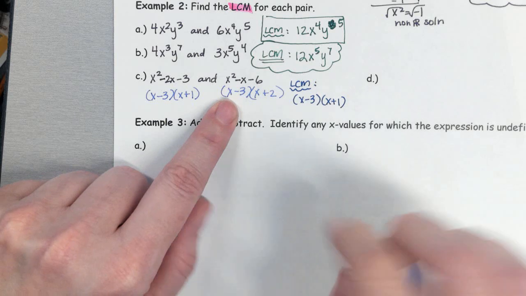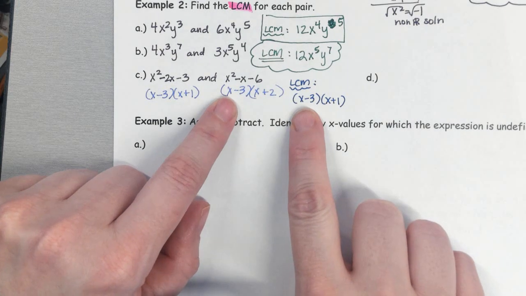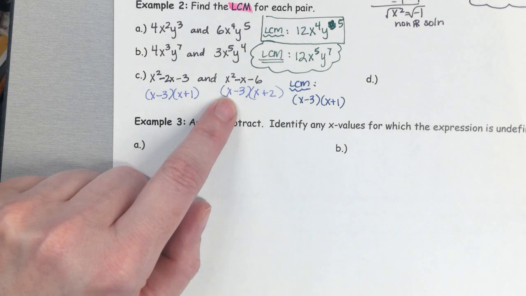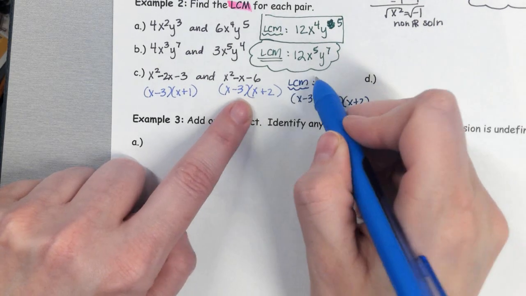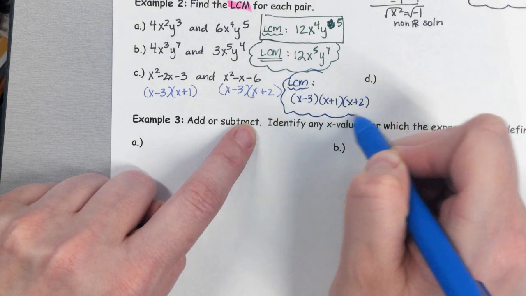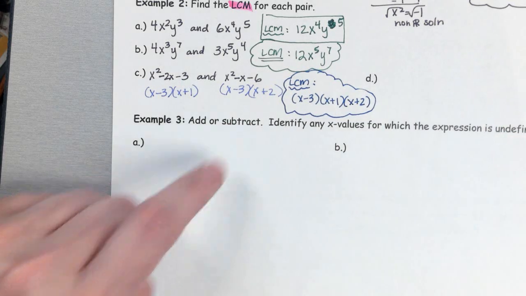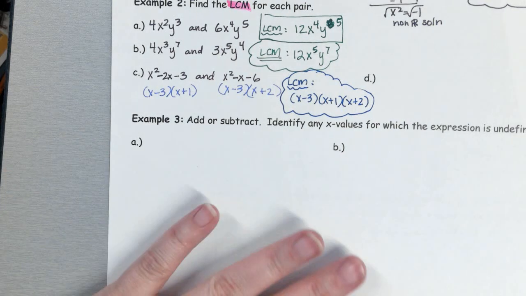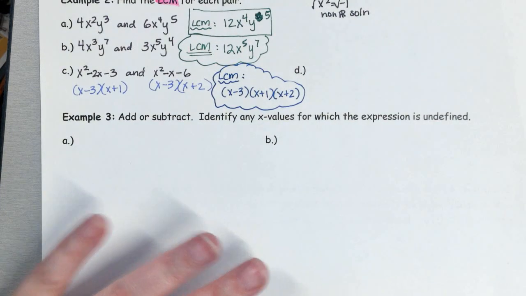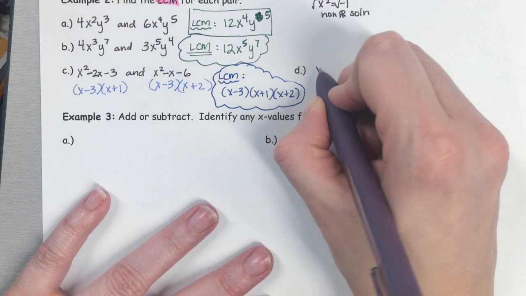X minus 3, if it's already included, you just leave it. So you don't write it again because that would make it too big. You already have it, so we'll just move on to the next one. X plus 2. So this is going to be your least common multiple. Okay, so the least common multiple is always going to include all of the factors. You just don't have to double them if they occur more than once.